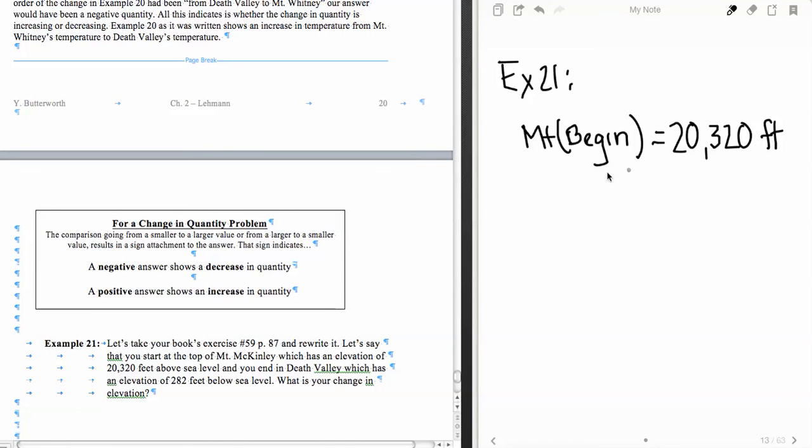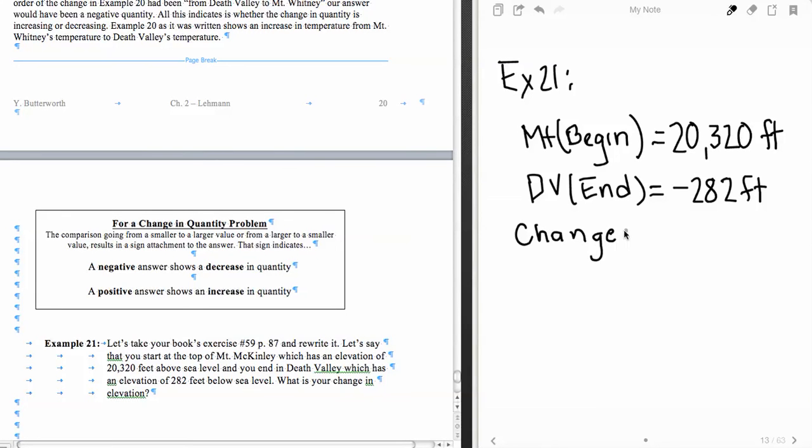20,320 feet there. And you end in Death Valley. So Death Valley is the ending in this particular case, and that is a negative 282 feet because it's below sea level. So we represent that by a negative number. And then we want to find out what the change in the elevation is. So our change here is going to be, of course, our same old, the end minus the beginning.